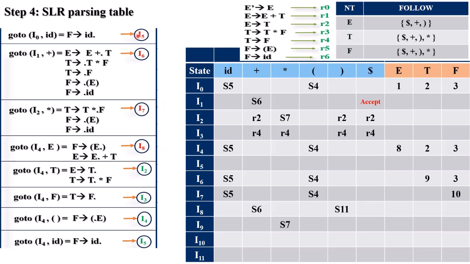Which number? F tends to ID is number R6. In the follow of F, I have to write R6 in which state? In state I5. What is the follow of F? Dollar, plus, closing bracket and star. What I have to write? R6 in the follow of F in I5 state. Okay.